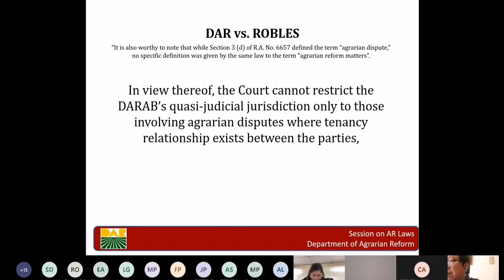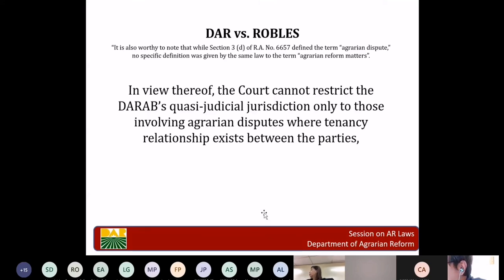Although the PARO order is immediately executory, the adjudicators under Rule 7 of the DARAB rules, as even in AO 2 series of 2006, are given the power to issue an order for supervision of harvest. And in that order of supervision of harvest, they may amend or modify the executory nature of the order of the PARO in the determination of the lease rentals under AO 2 series of 2006. And then under Rule 18, the DARAB has the power of direct and indirect contempt.